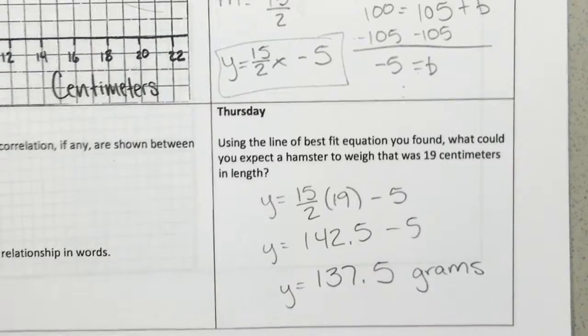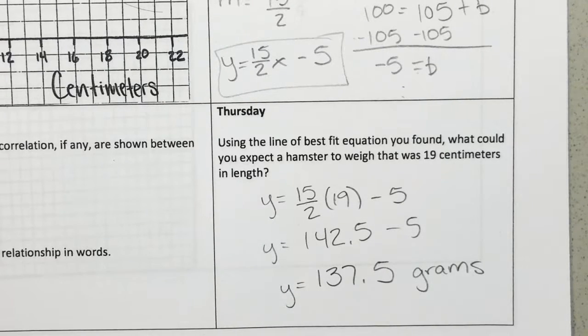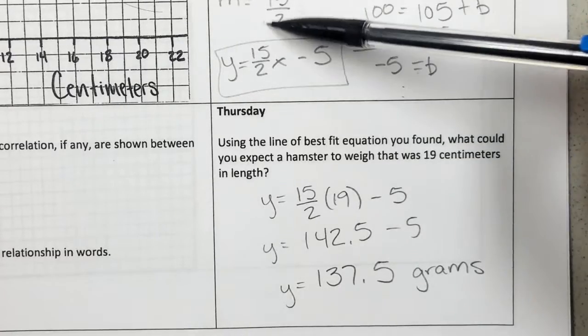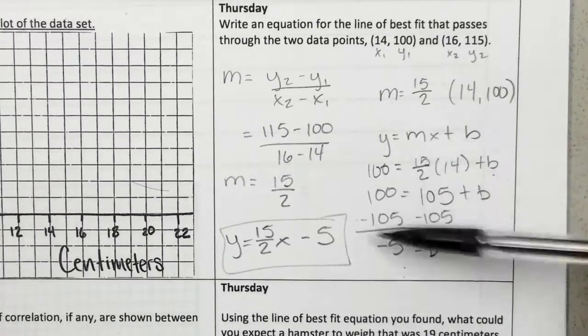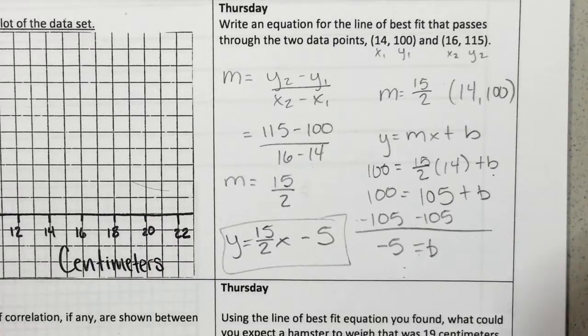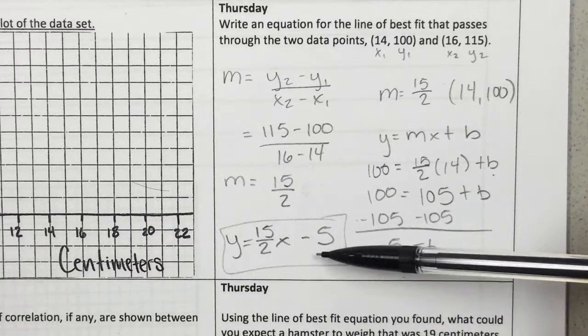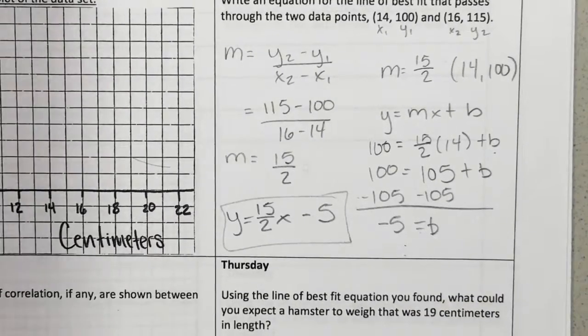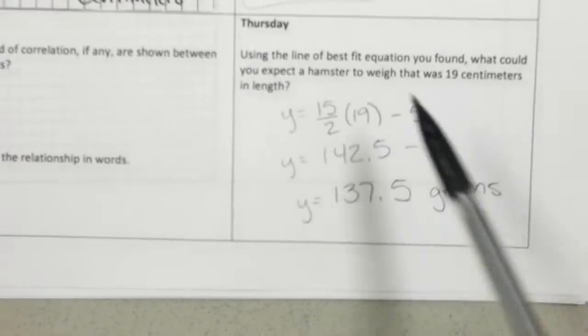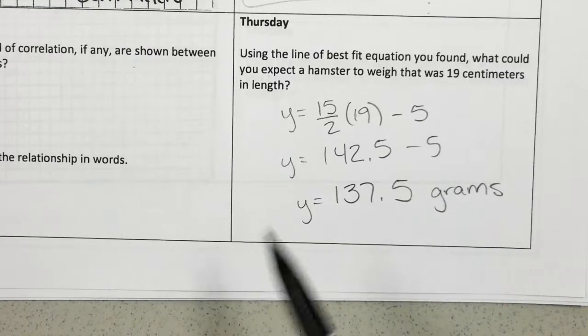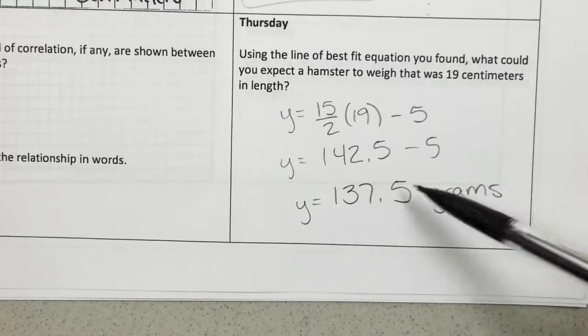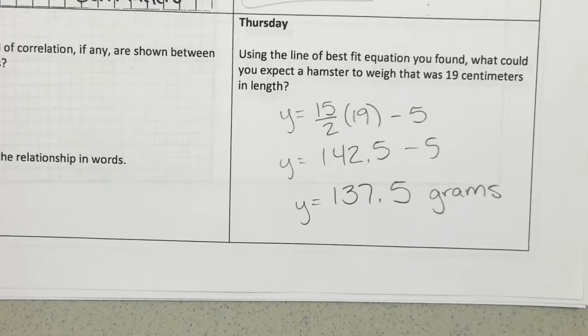Any questions there as to what we would be doing? If so, it's the same thing we did last week. You've got to find the slope up here. Use the slope and one point to find the y-intercept. Then when you take the slope and the y-intercept, you make an equation. Once you have the equation, use the equation to find the expected weight of a hamster that was 19 centimeters. Once you solve, that's its expected weight. Okay?